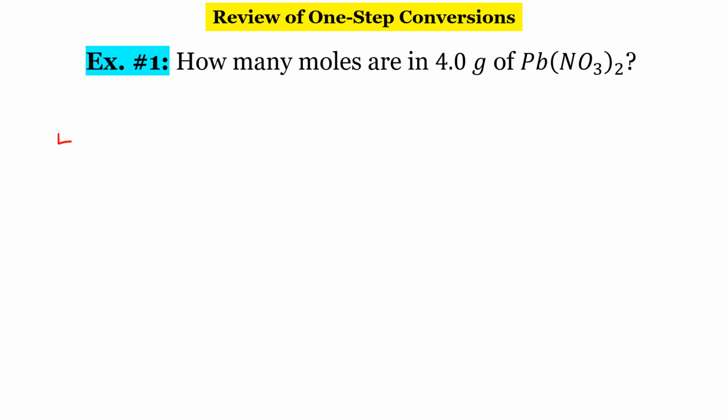So we have 4.0 grams and we want to go to moles. So we're going to need the molar mass of this first. Well, we have lead, Pb. Lead's molar mass is 207.2 grams per mole.